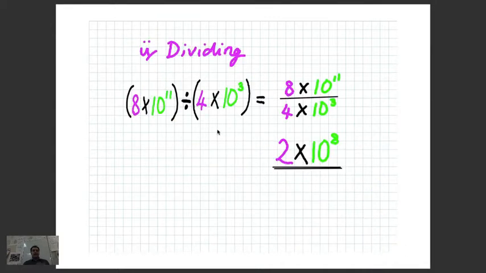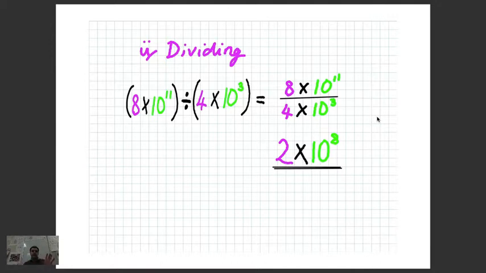Okay, this is how I did dividing. So 8 times 10 to the power of 11 to be divided by 4 times 10 to the power of 3. Now you can actually write that out as a fraction, because the line in a fraction just means divide. So I can write that as 8 times 10 to the power of 11 over 4 times 10 to the power of 3. With it written nicely lined up as a fraction like that, I can separate the regular number and power number calculations.